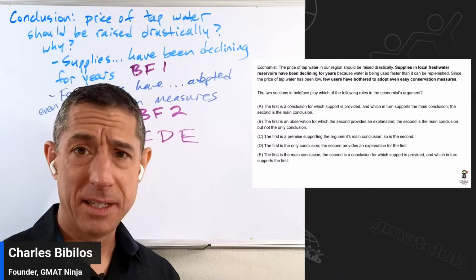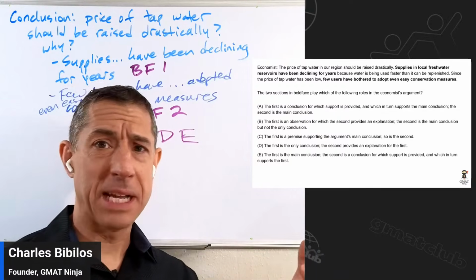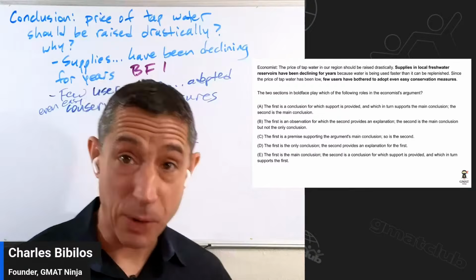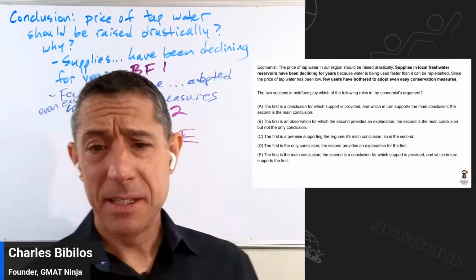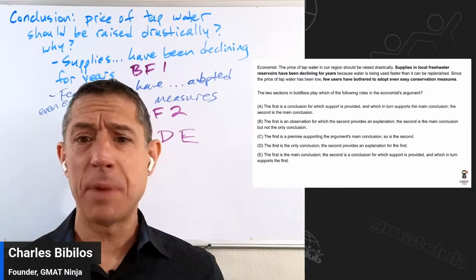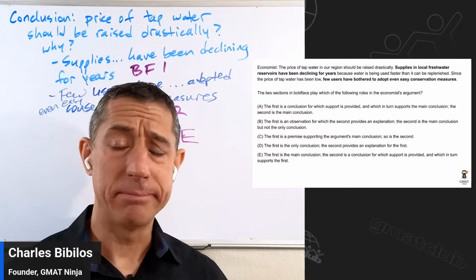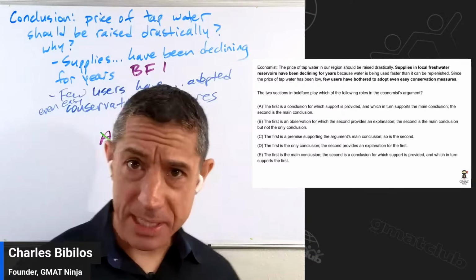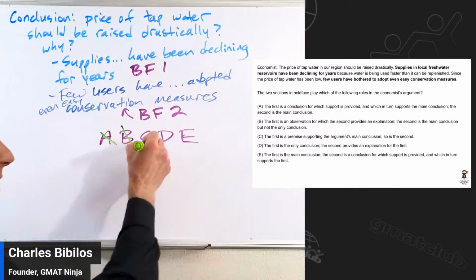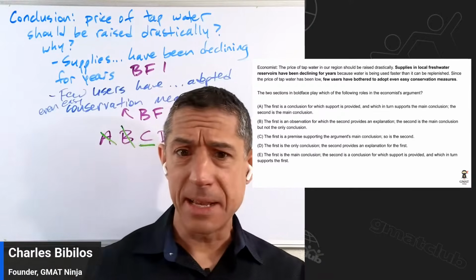That's all it is. So is the first a factual statement? Sure, supplies have been declining for years. That's it. That's all premise really means, factual statement. Second, boldface, few years have bothered to adopt even easy conservation measures. Premise, factual statement. Okay, are these both factual statements to support the conclusion? Yeah, exactly. That's all it is. So hang on to C.